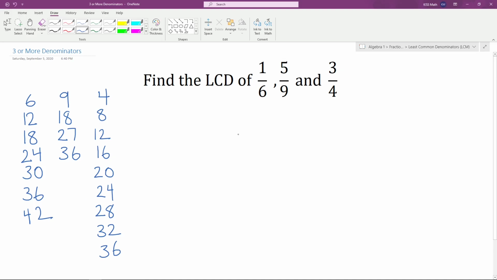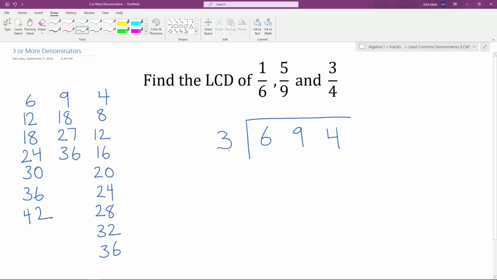So the ladder method with 3 or more numbers is a little bit different, but we follow the same steps. So we list the numbers out here, and we try and find a number that would divide evenly into all 3 numbers. But if you can't, this is the difference. You can still find a number that divides into some of these numbers. So here, there's not a number that would go into 6, 9, and 4 evenly. But there is a number that would go into 6 and 9.